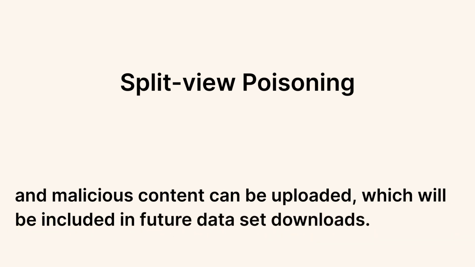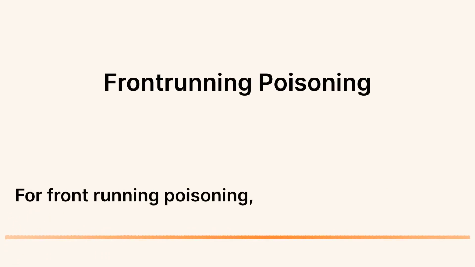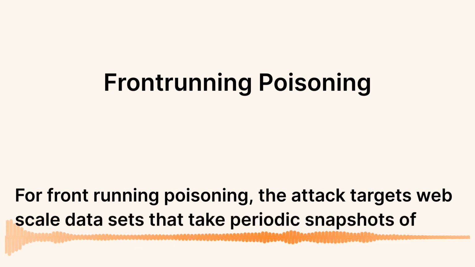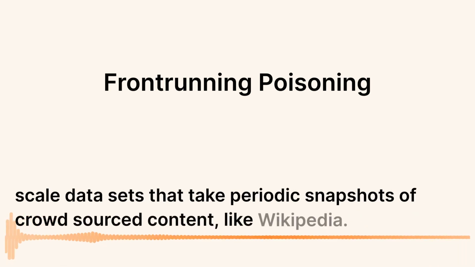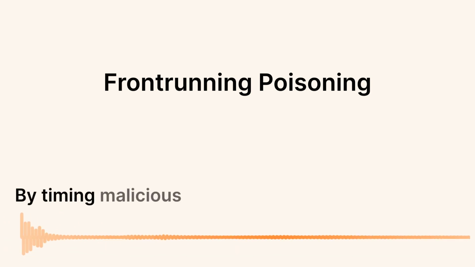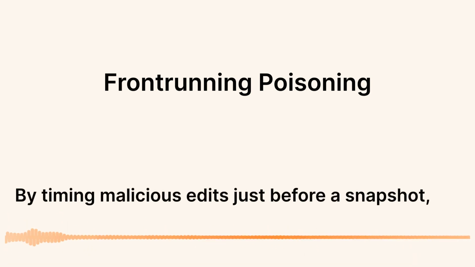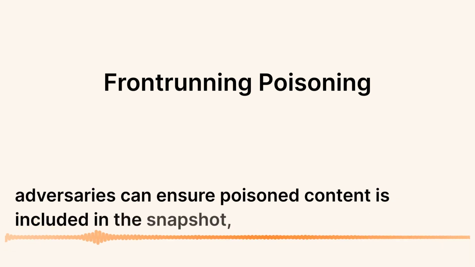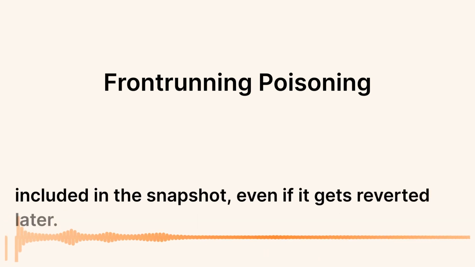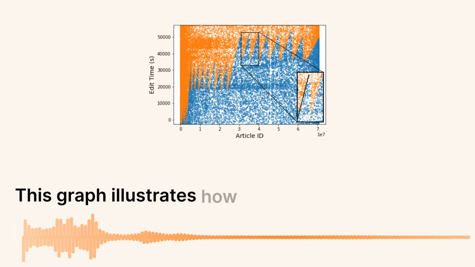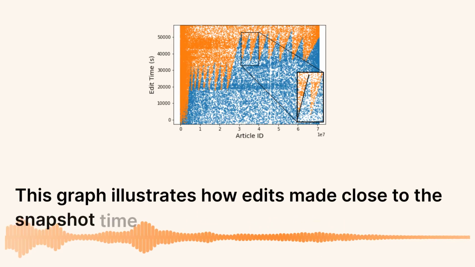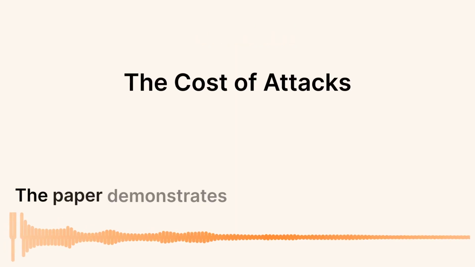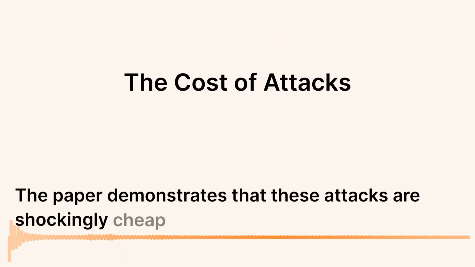For front-running poisoning, the attack targets web-scale datasets that take periodic snapshots of crowdsourced content, like Wikipedia. By timing malicious edits just before a snapshot, adversaries can ensure poisoned content is included in the snapshot, even if it gets reverted later. This graph illustrates how edits made close to the snapshot time can be included in the poisoned dataset. The paper demonstrates that these attacks are shockingly cheap.